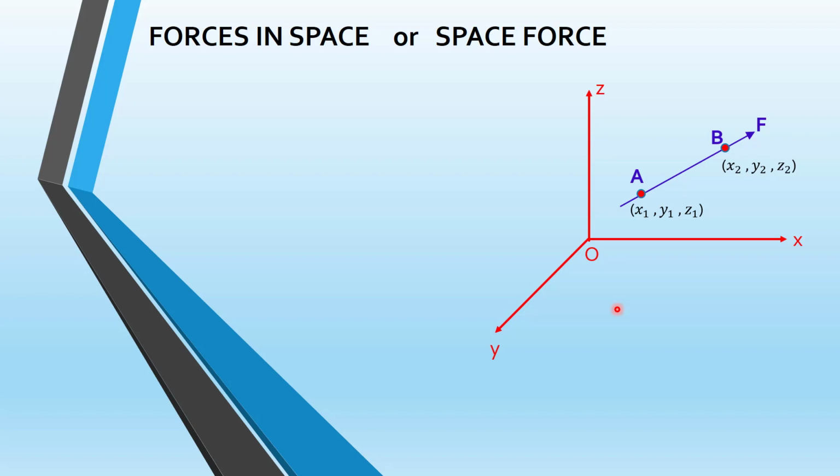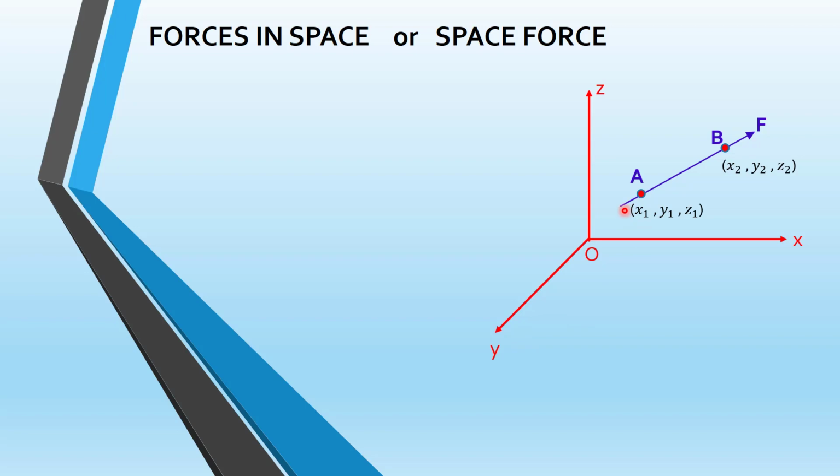So here you can see that capital F is an inclined force. Here we can resolve this force into 3 components: a component along the x direction, a component along the y direction, and a component along the z direction. Let Fx denote the component of the force acting along the x-axis, Fy denote the component of the force acting along the y direction, and Fz denote the component of the force acting along the z direction.